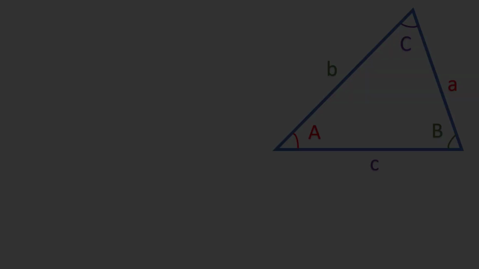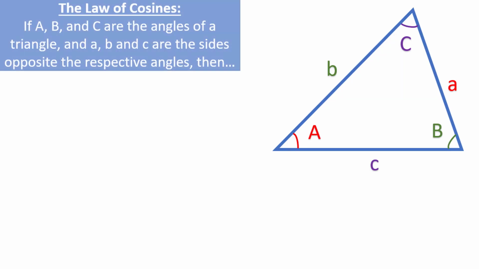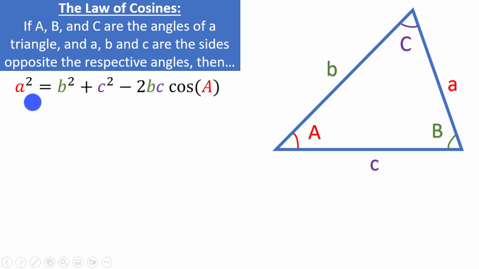Okay, let me explain what the law of cosines tells us. The law of cosines says that if capital A, capital B, and capital C are the angles of a triangle, and lowercase a, lowercase b, and lowercase c are the sides opposite of the respective angles, then lowercase a squared is equal to b squared plus c squared minus 2 times lowercase b times lowercase c times the cosine of capital A. Let's think about what this means.